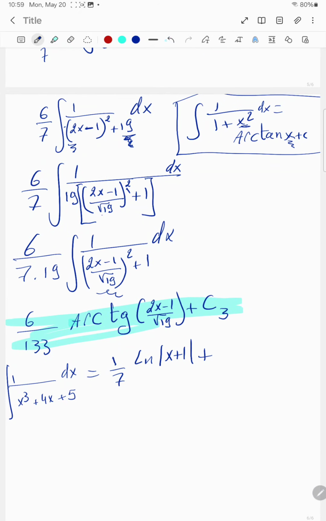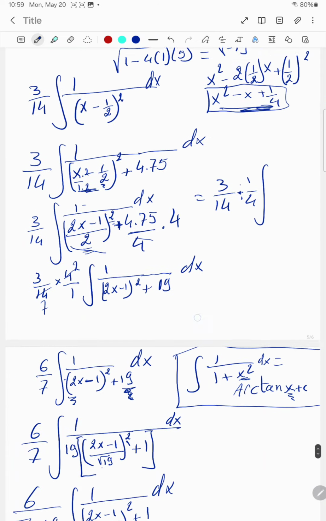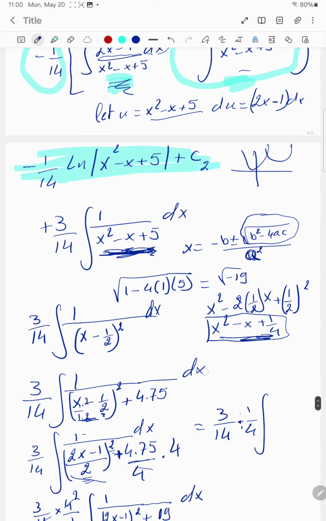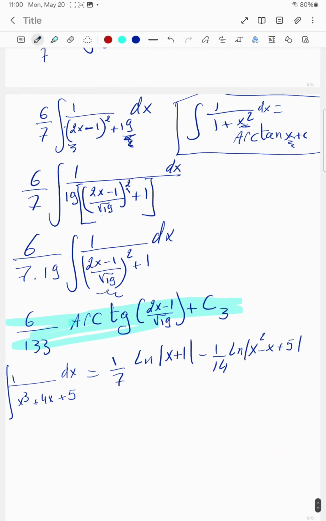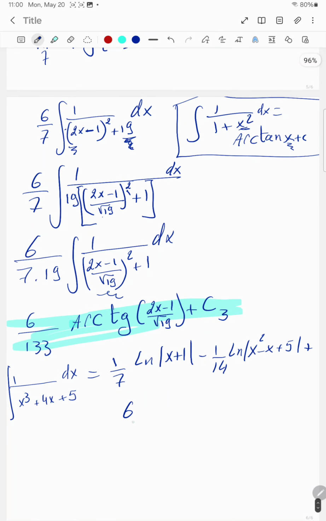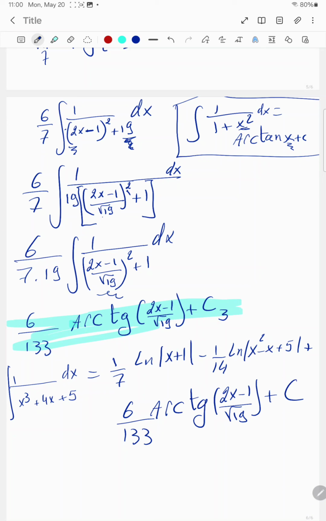So it is minus 1 over 14 ln of x squared minus x plus 5. Let's make sure. X squared minus x plus 5. And the third one is plus 6 over 133 arc tan of (2x minus 1) divided by square root of 19 plus c, where c equals c1 plus c2 plus c3, and that's the final answer here.